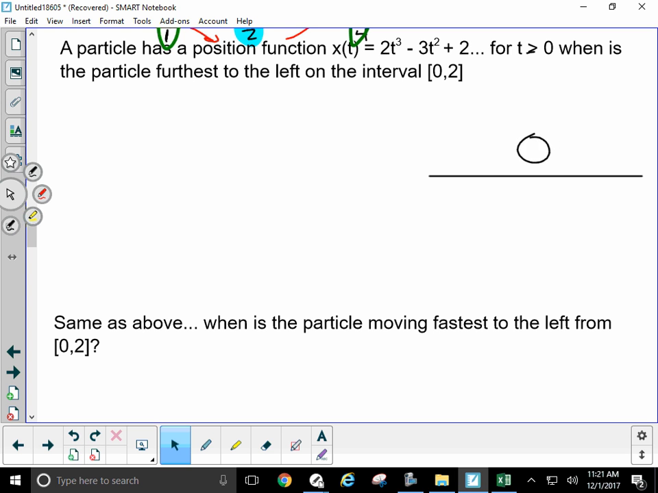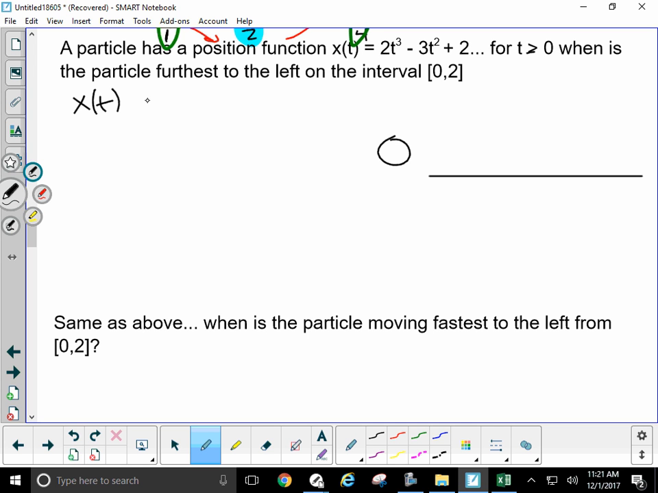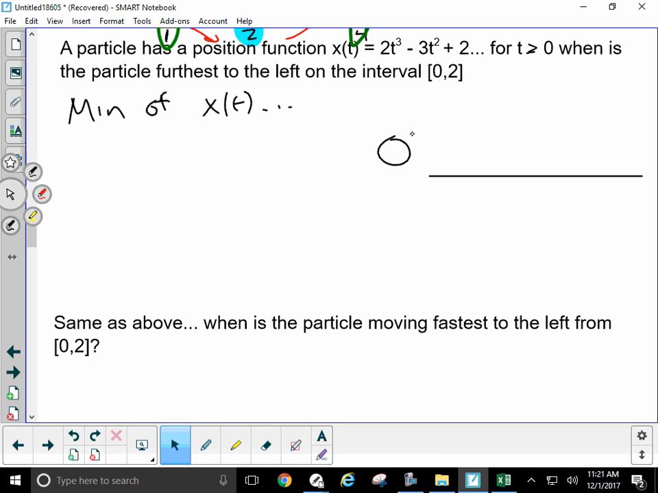Here's a ball. It has a position. When is it furthest to the left? It's when its position is at a minimum. That's the first thing I wanted you guys to figure out. Position is a min. So min of position. I'm going to say min of position. How do you find a minimum of your position?